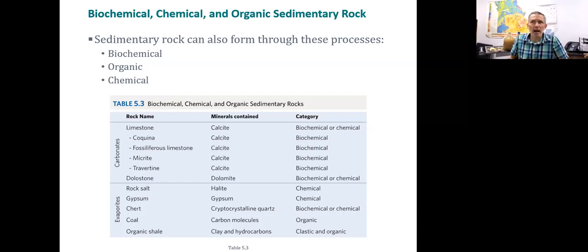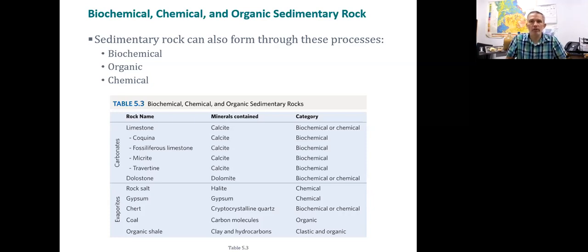So these can be biochemical, and some biochemical is using life. In the life process, you can take in different ions to secrete different types of shells. And as a result, these shells can get glued together to create things like limestone or chert.